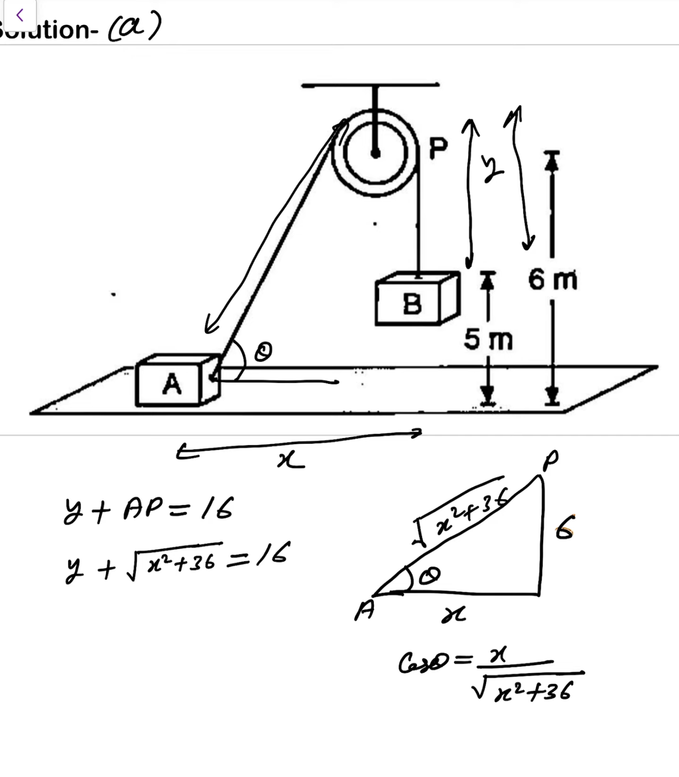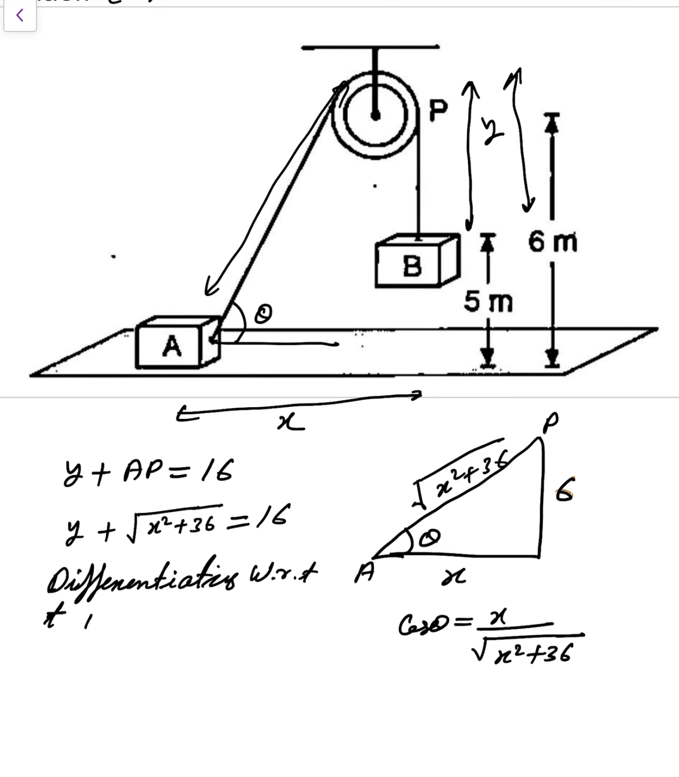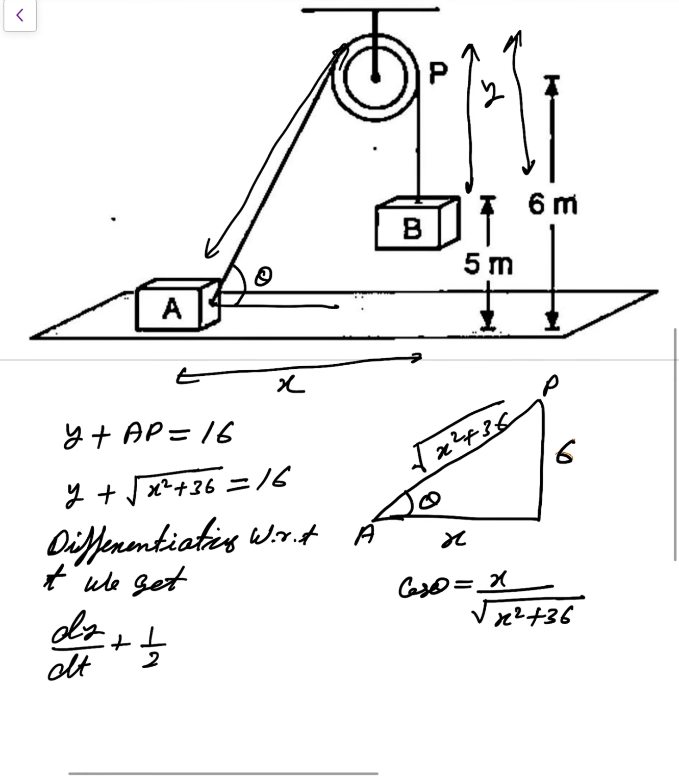Now if we differentiate with respect to t, not x, sorry, t, we get dy by dt plus half into 2x divided by the square root of x squared plus 36 into dx by dt, this is equal to 0.